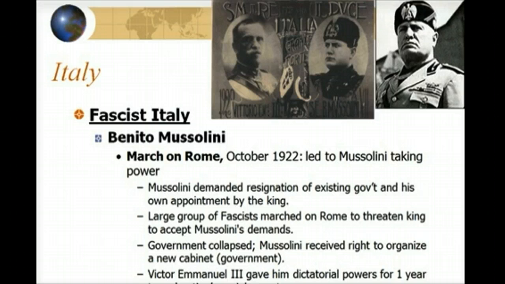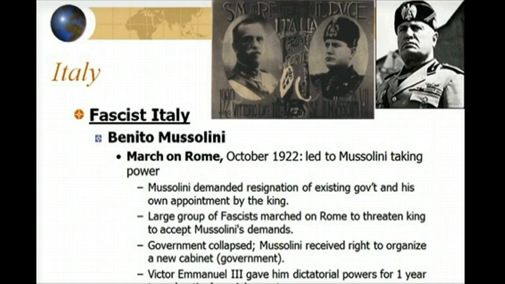He picks the fascist side when large groups of fascists march on Rome. Mussolini's demands are made. The government collapses. Mussolini receives the right to organize a new cabinet or government, and King Victor Emmanuel III gave him dictatorial power for 1 year to end the nation's social unrest. So he knows that there's going to be a civil war if he doesn't pick a side. He picks a side. It happens to be the fascist side, but our king is always going to be in the background here, keeping Mussolini in check, where Stalin and Hitler are not going to have that. He will also be appointed prime minister by the king at this point, the youngest prime minister in Italy.